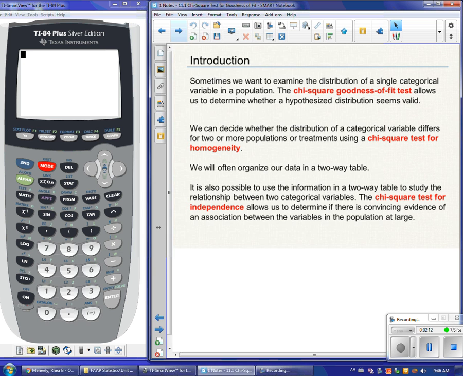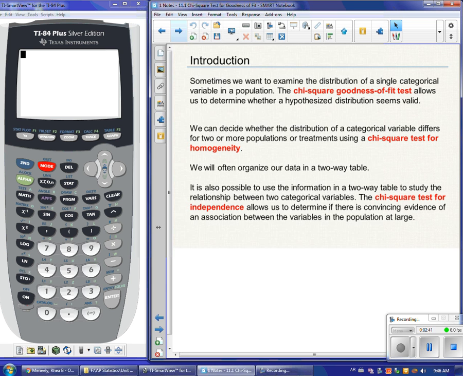If we want to decide whether the distribution of a categorical variable differs for two or more populations or treatments, I could use what is called the chi-square test for homogeneity, and we often organize our data in a two-way table that way. It's also possible to use the information in a two-way table to study the relationship between two categorical variables. So if I was looking at gender over test scores, I could compare two variables with different values to determine if there's an association between them.